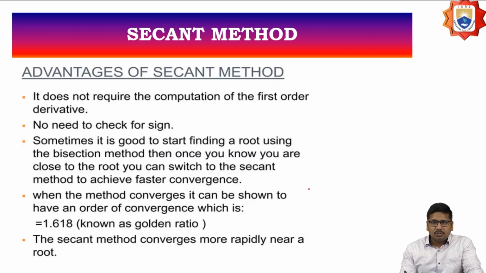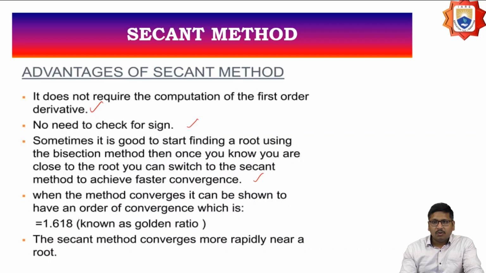So when it comes to the advantages of this method, it does not require the computation of first order derivative. This is one of the advantages. And here there is no need to check for the sign, and sometimes it is good to start finding a root using the bisection method, and then once you know you are close to the root, you can switch to the secant method to achieve faster convergence.